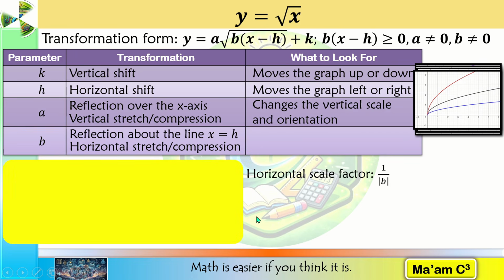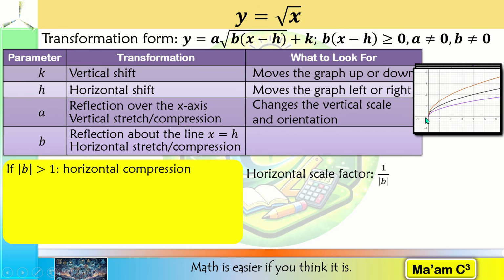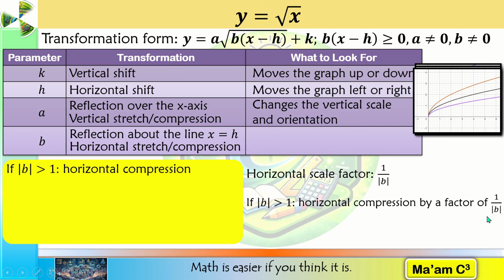Here are the important things about b. I've already discussed important details about a earlier. So if the absolute value of b is greater than 1, we have a horizontal compression. Let us recall our graphs earlier. Again, our mother function y equals the square root of x is the black one. And when I put 2 here, the square root of 2x, it produces the orange graph. What happened there? Since the absolute value of b is 2 and that is greater than 1, there was a horizontal compression by a factor of 1 over the absolute value of b.